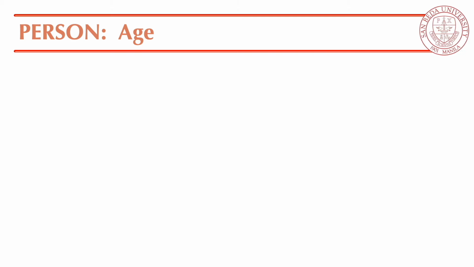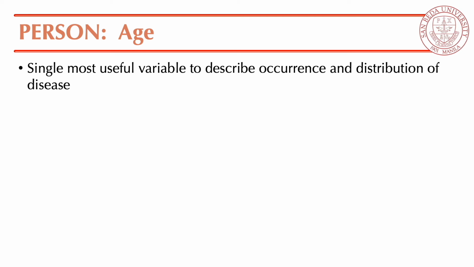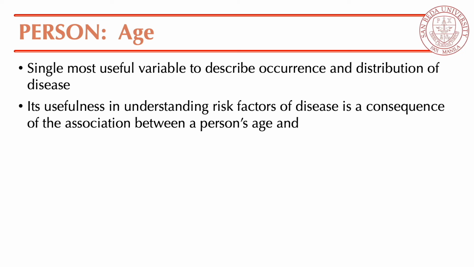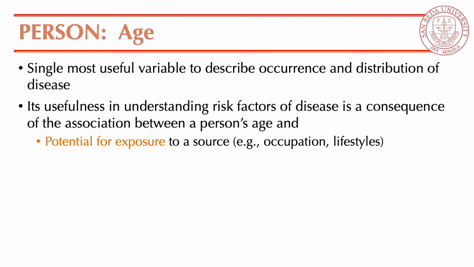I'll start by discussing age as a personal characteristic. Age is the single most useful variable to describe occurrence and distribution of disease. Its usefulness in understanding risk factors of disease is a consequence of its association with the following: potential for exposure to a source, like work-related injuries or illnesses, for example. Clinical conditions that arise due to certain lifestyle choices are also included here.